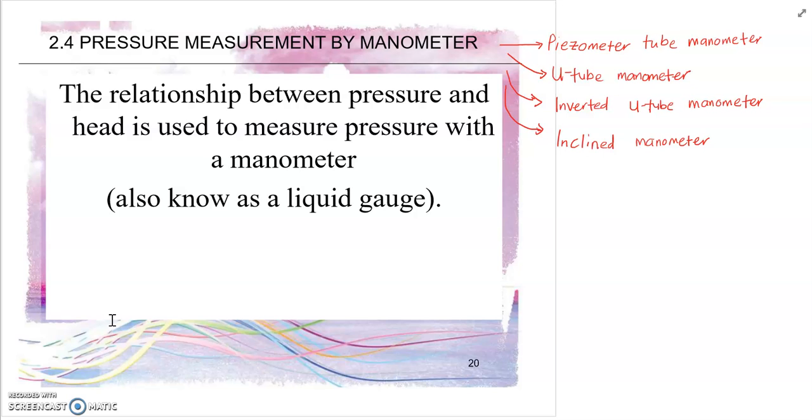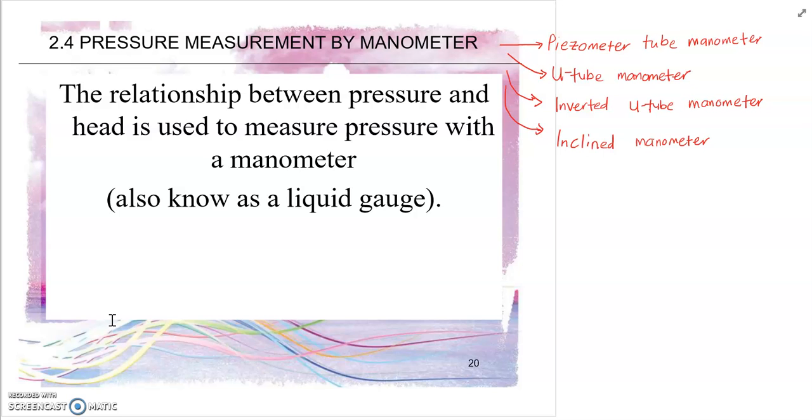Okay, so in this lesson, we will focus on pressure measurement by a manometer. Last week, we learned the definition of pressure, and how it's related with force and area. We also looked at the calculation for head, P equals rho gh, where h is referred to as head. Here, the relationship between pressure and head is used to measure pressure with a manometer.